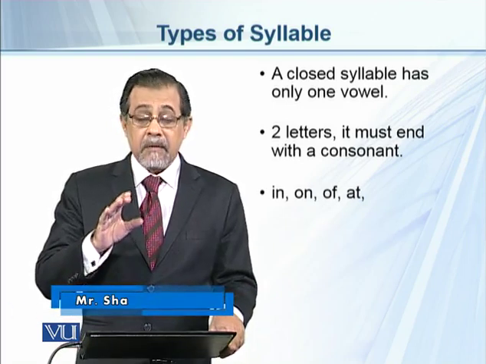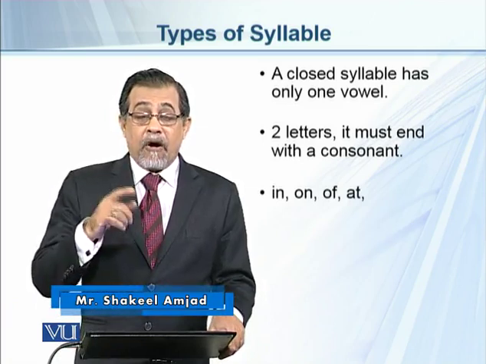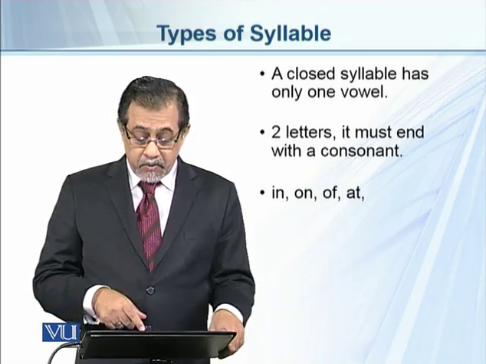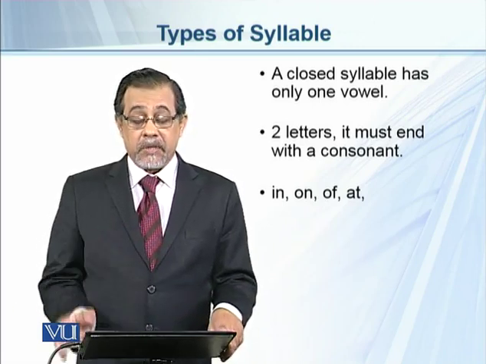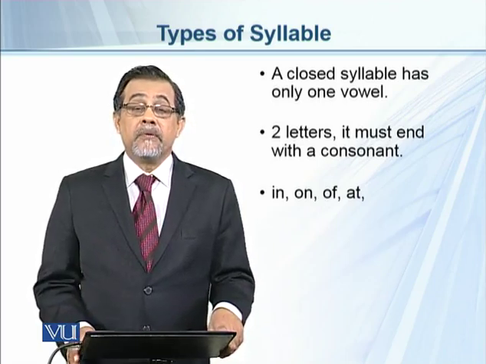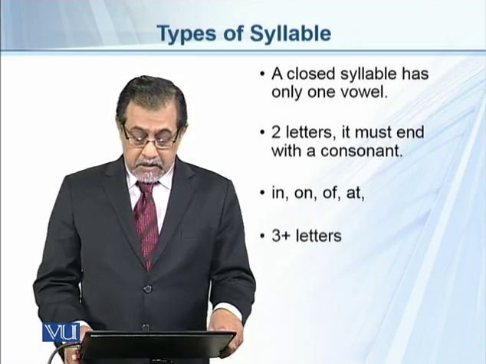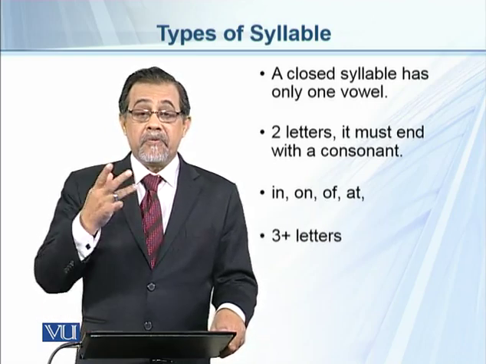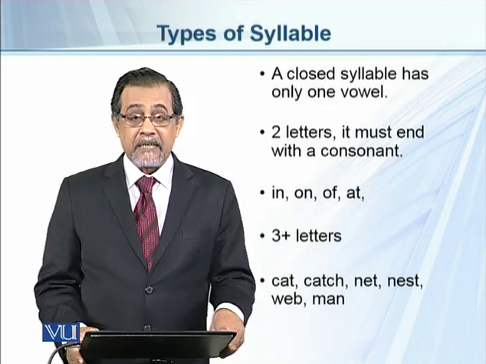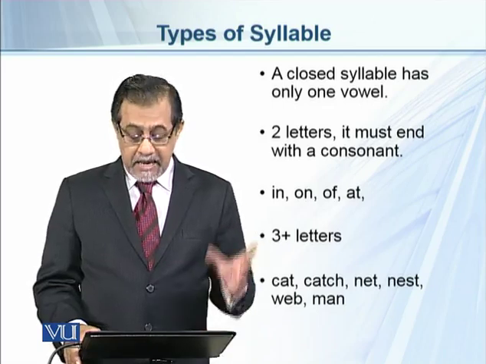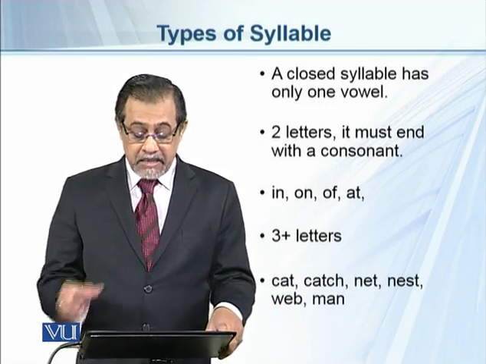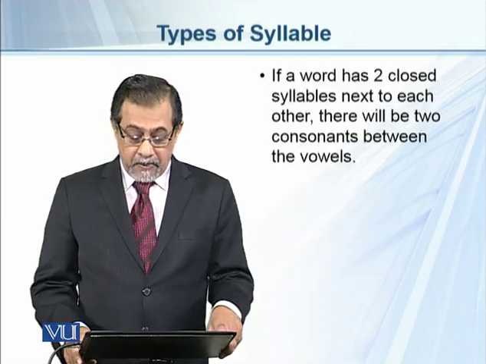For example, in, on, off, or at. If you look at these two-letter words, they end with a consonant sound, so they are closed syllables. This is an example of a closed syllable. A closed syllable may have three letters, like cat, catch, net, nest, web, and man. It begins with a consonant and ends with a consonant. So it's an example of a closed syllable.